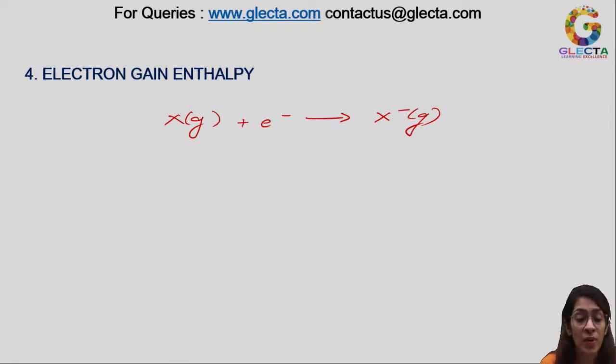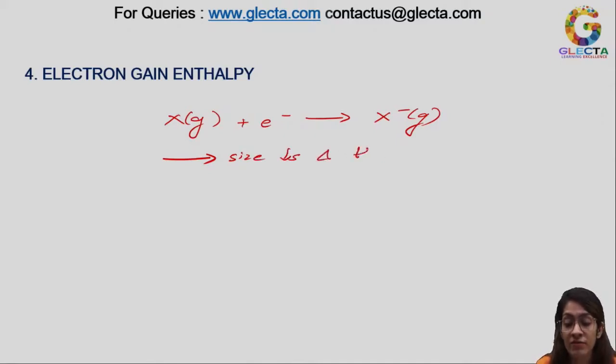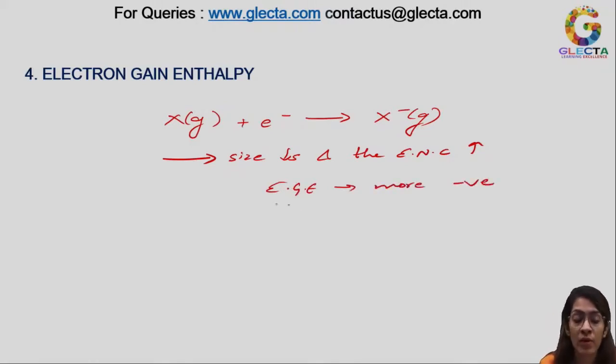Now, how does it vary across a period and down the group? When we go from left to right, you know that the size of the atom decreases, and that means the effective nuclear charge, that is the attraction between the nucleus and the valence electron, would increase. Thus, the force of attraction between the nucleus and the added electron will be more, hence it will be able to gain the electron more easily, and the electron gain enthalpy would become more negative.